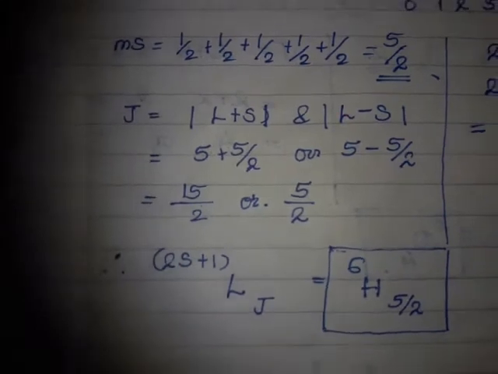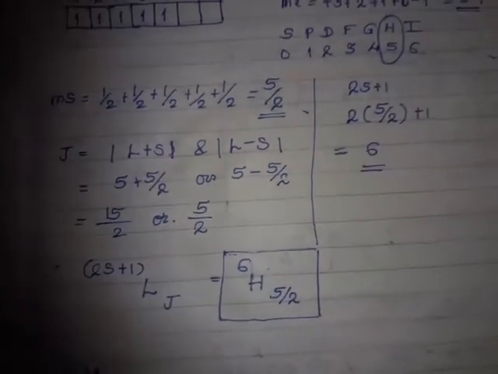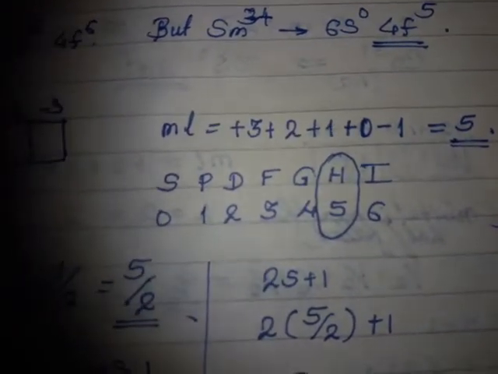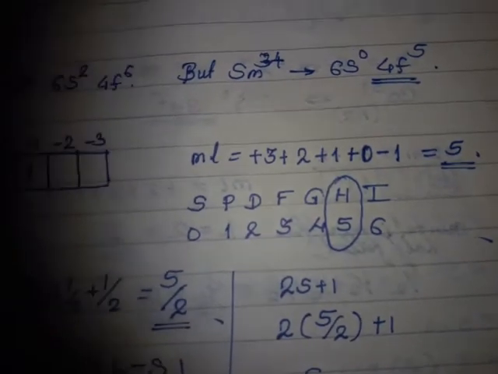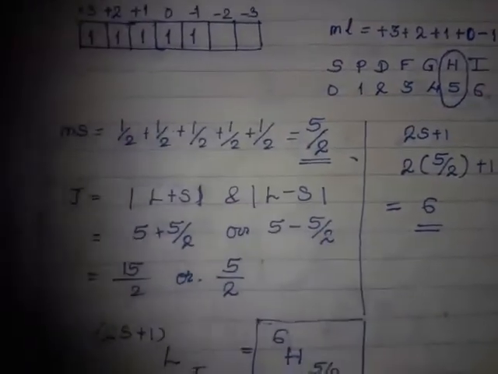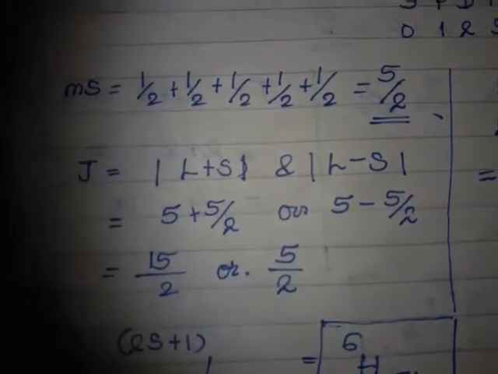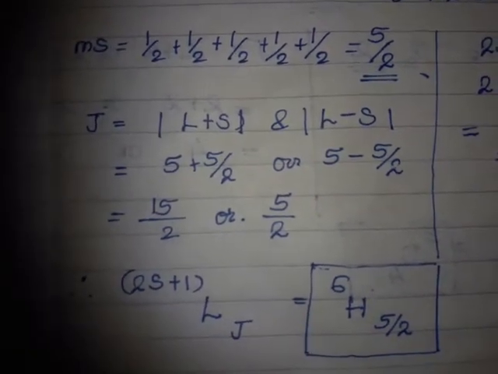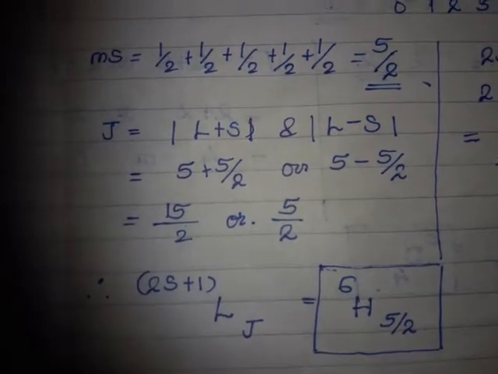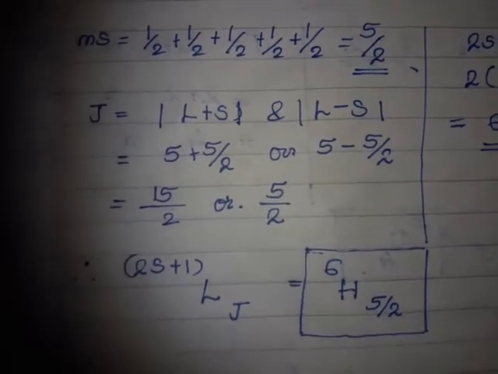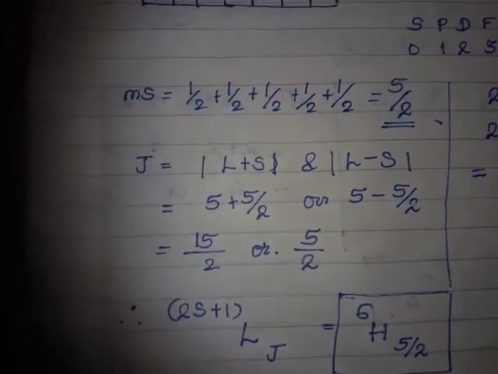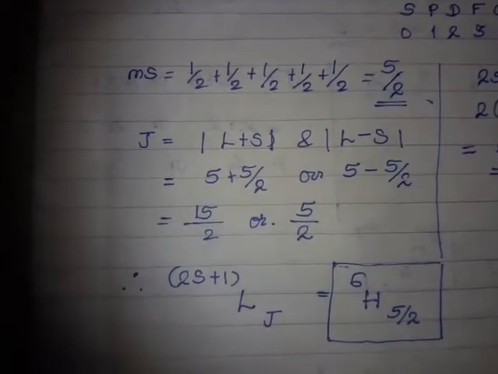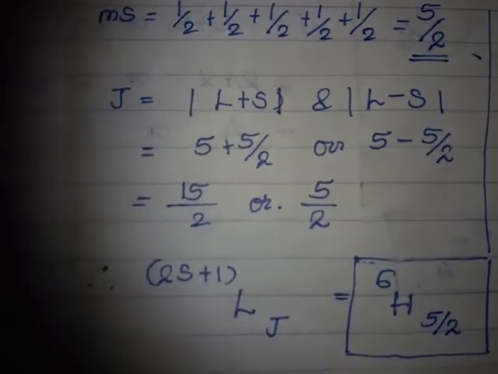Now L plus S to L minus S. L is equal to 5, as we already saw according to S, P, D, F, G, H, I, so the term is H, and S is equal to 5/2. Putting in the values, 5 plus 5/2 is 15/2, or 5 minus 5/2 is 5/2. So we take the J value as 5/2 because the orbital is less than half filled.